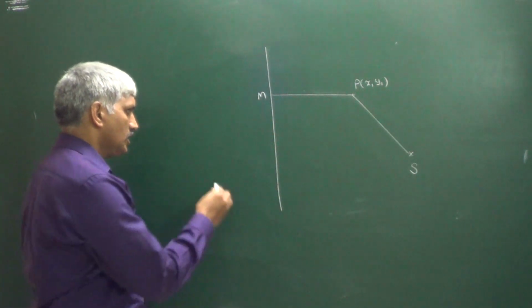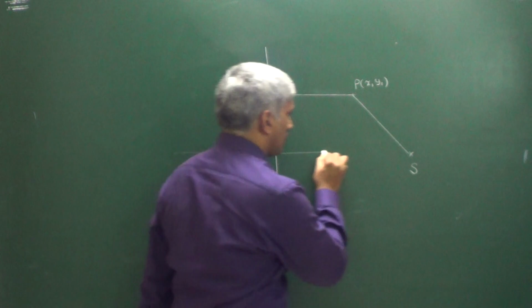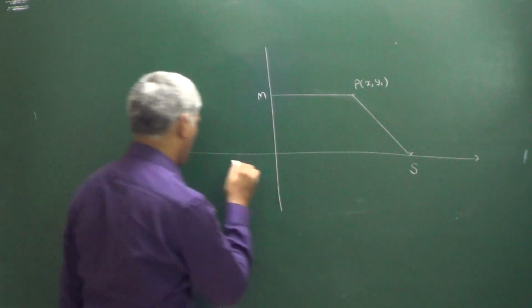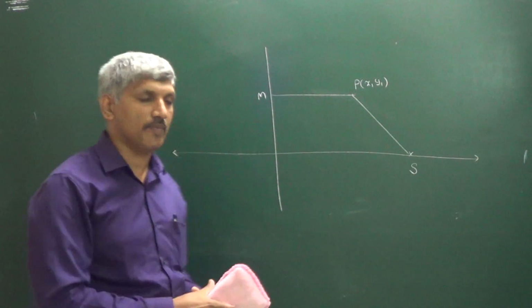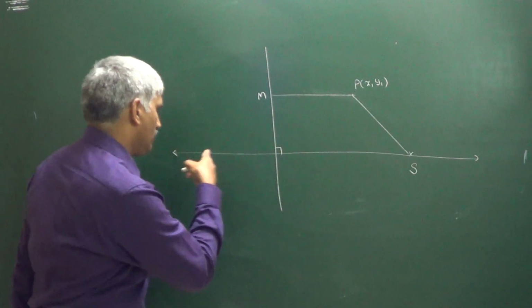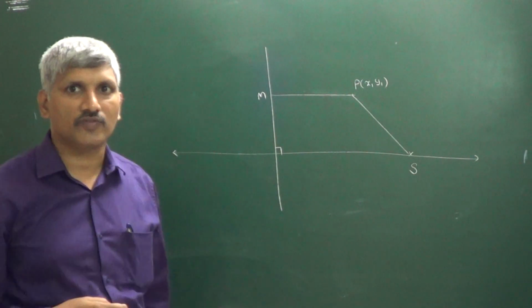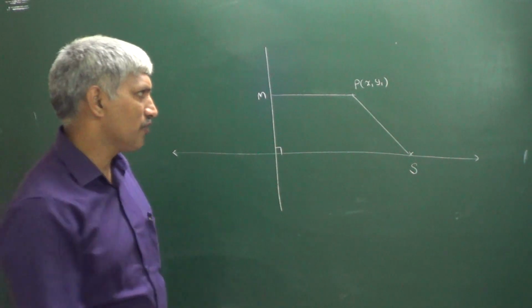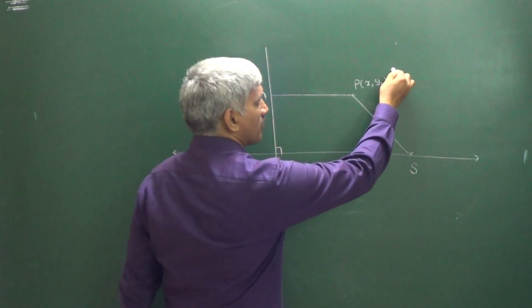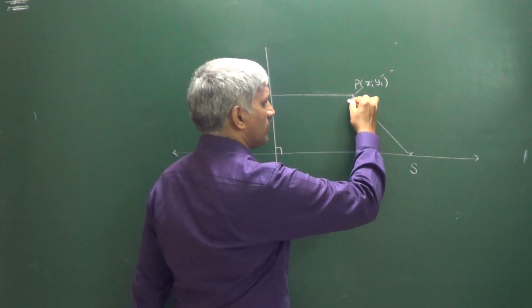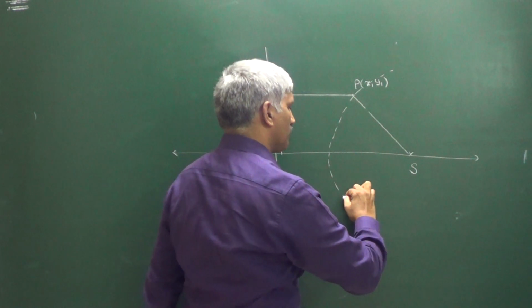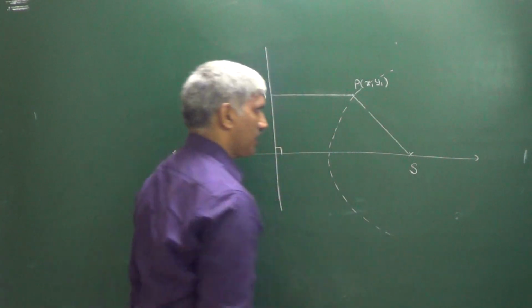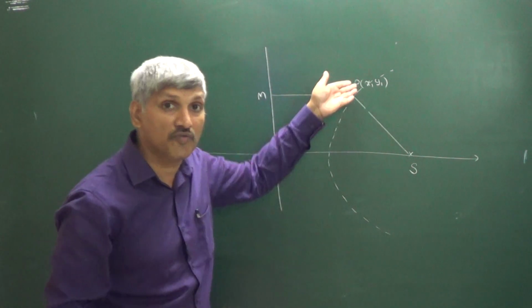Now, take a line passing through the focus and perpendicular to the directrix. This line passing through the focus and perpendicular to the directrix we will call the axis of the conic section. Now we are saying that P(x1, y1) is a moving point. Definitely the point P(x1, y1) lies on the conic, because this point is a moving point.